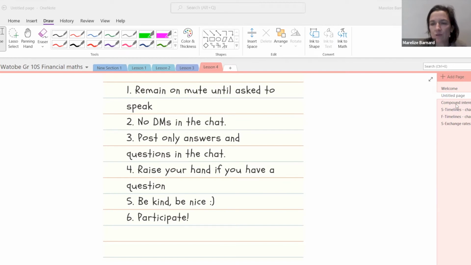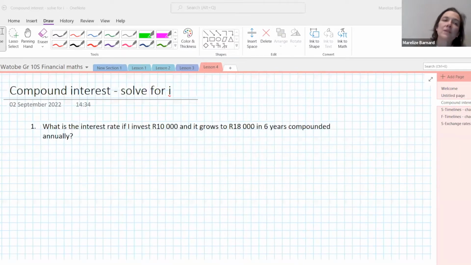Where we left off last time was with compound interest, and we were solving for different variables in the compound interest formula. We did P, and tonight I want to do a few questions where you also have to solve for I. So let's get to it.